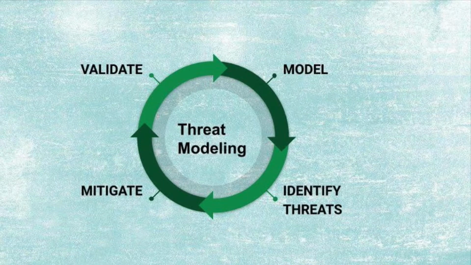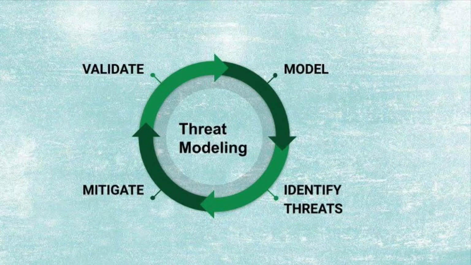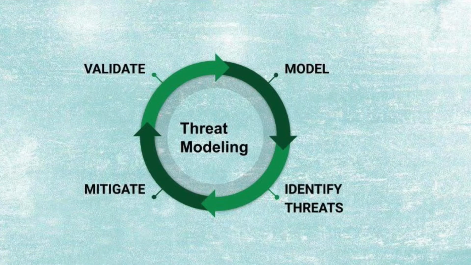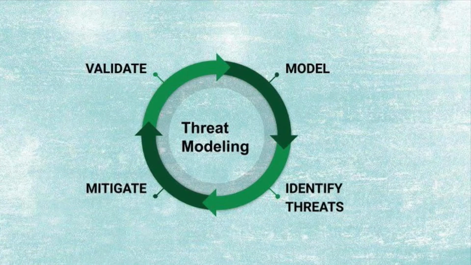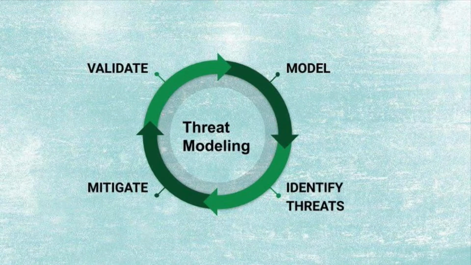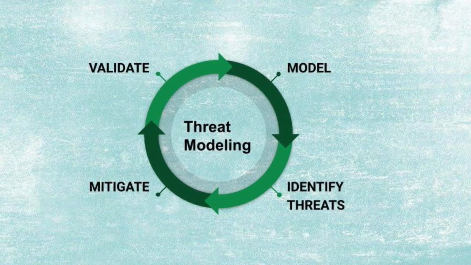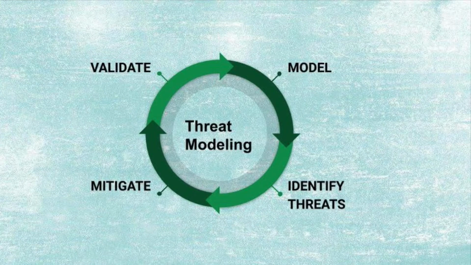Threat modeling is a systematic and structured way to identify and mitigate risks in your software. You can start with building your model, identify threats using the STRIDE principle, mitigate those threats, validate, and keep on repeating this process till no new threats are identified.